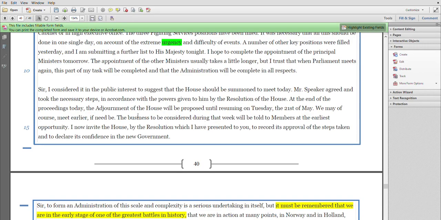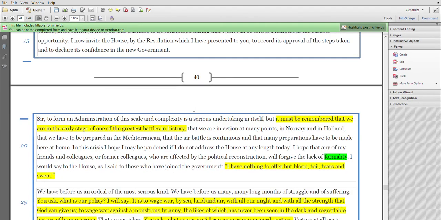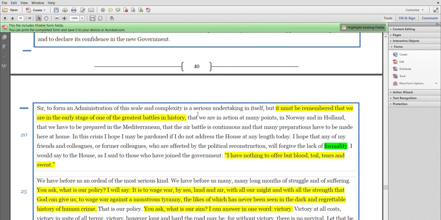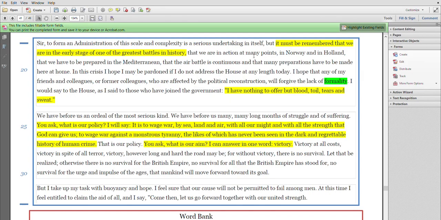We may, of course, meet earlier if need be. The business to be considered during that week will be told to members at the earliest opportunity. I now invite the House, by the resolution which I presented to you, to record its approval of the steps taken and to declare its confidence in the new government. Sir, to form an administration of this scale and complexity is a serious undertaking in itself, but it must be remembered that we are in the early stage of one of the greatest battles in history, that we are in action at many points in Norway and in Holland, and that we have to be prepared in the Mediterranean, that the air battle is continuous, and that many preparations have to be made here at home.